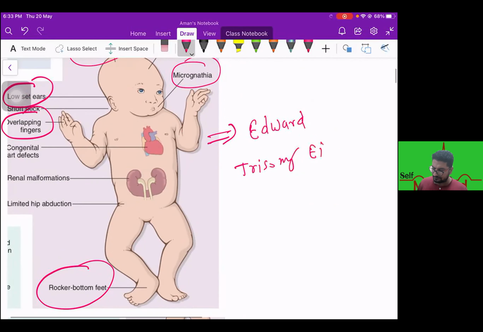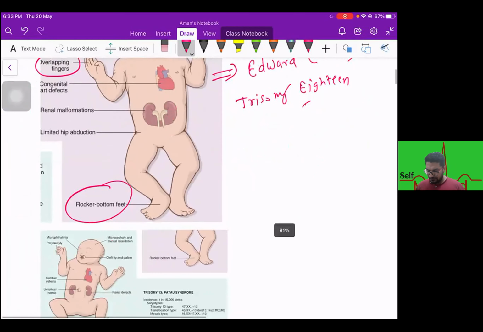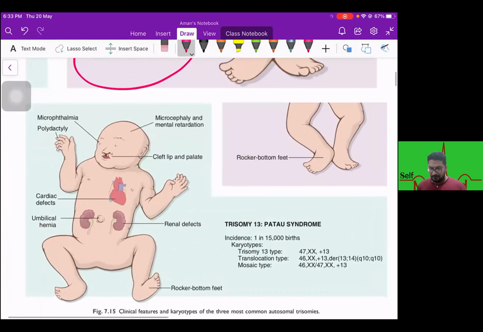So I am writing 18. Or remember E for Edward, E for election age. Election age means vote dalne ki age. Voting age is election age, 18. Rocker bottom foot, along with this you will notice polydactyly.